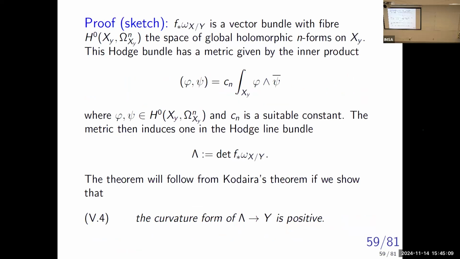So this is a vector bundle whose fiber is the space of holomorphic forms. Along the fiber, it's the space of holomorphic n-forms, top degree forms. And this is the Hodge metric in this case. You take the form and wedge it with its conjugate and integrate. So that induces one on the Hodge line bundle, which is the determinant. And the theorem will follow from Kodaira's theorem if we can show the curvature form for this line bundle is positive.